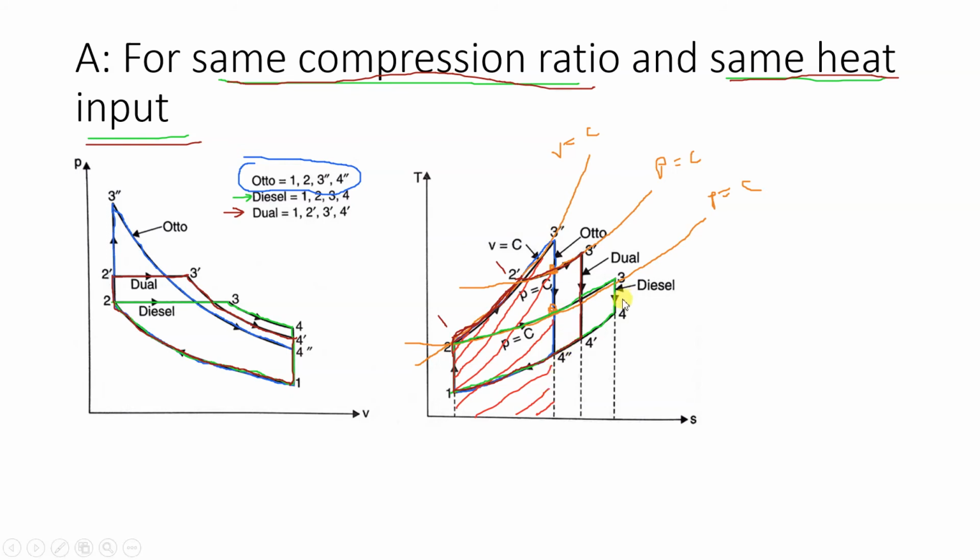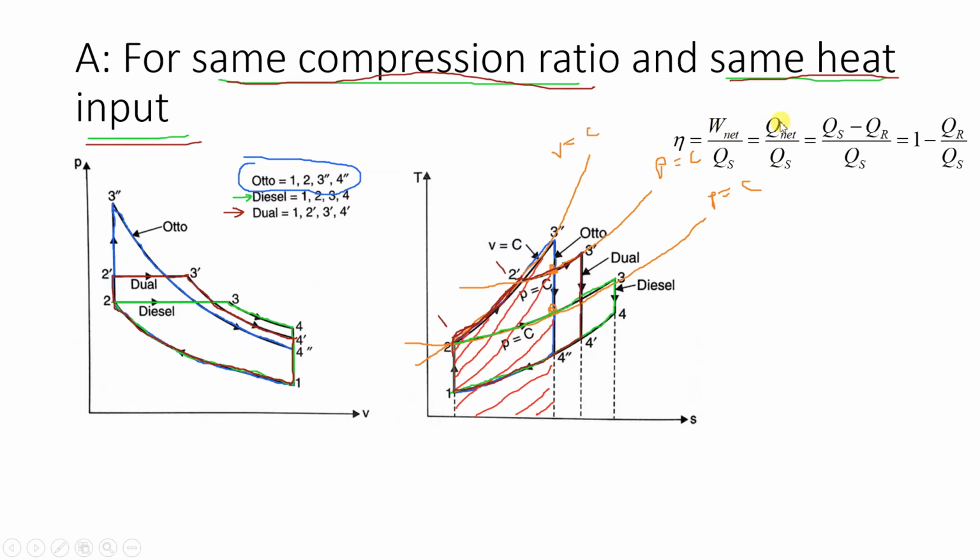Next, we have to compare the efficiency of all the 3 cycles. So first, the efficiency formula. What is the efficiency formula? Efficiency is W net upon heat supplied, net work output upon heat supplied. Now W net is equal to Q net according to the first law of thermodynamics for a cycle. All these three, Otto cycle, diesel cycle and dual cycle, are closed cycles.